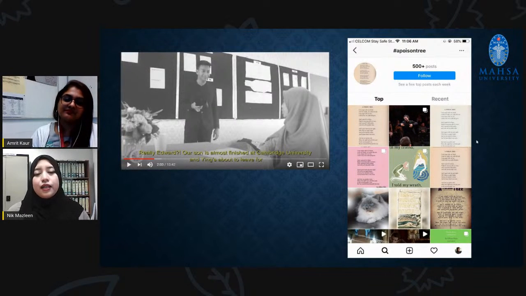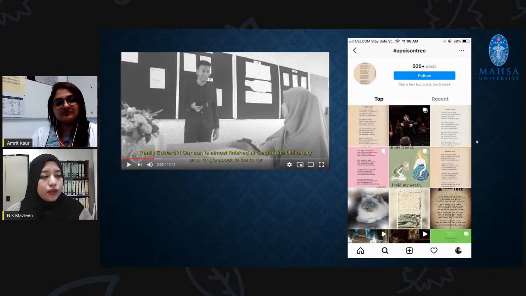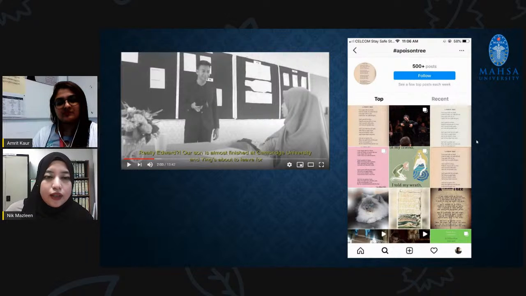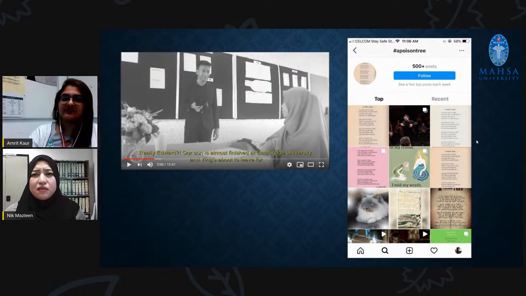So this kind of thing, encouraging them with a reward system, popularity, TikTok, Instagram, all aligns with the advances in science and technology these days. Teenagers love that, so why don't we use that in our lessons when we want to teach literature? Do you agree with me, Miss Amrit, about this approach?